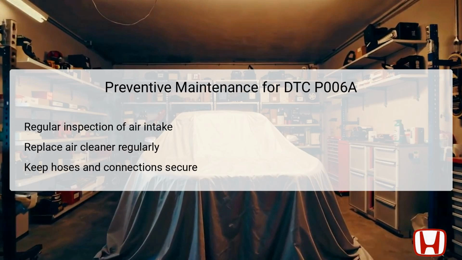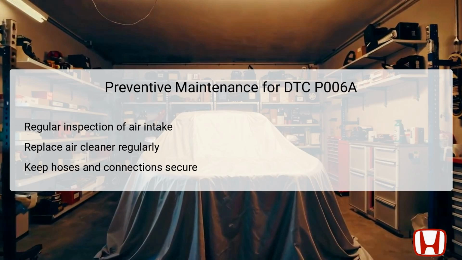To prevent the occurrence of DTC P006A in the future, implementing regular preventive maintenance for the intake air system is vital. This includes frequently inspecting the air intake components, ensuring they are free from debris and blockages that could hinder airflow to the engine. Replacing the air cleaner at recommended intervals is also crucial for maintaining optimal air quality entering the engine, thus preserving the performance of both the MAF and MAP sensors.